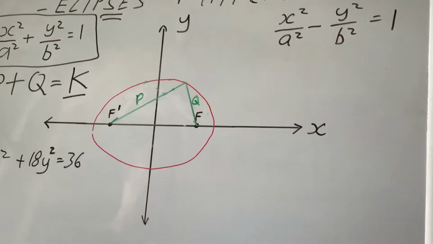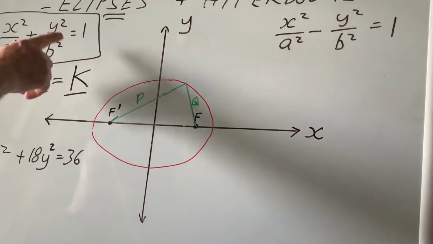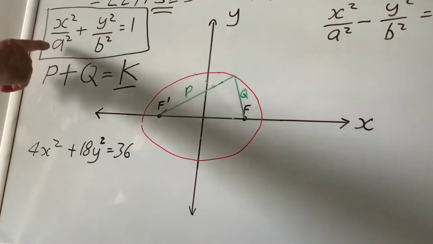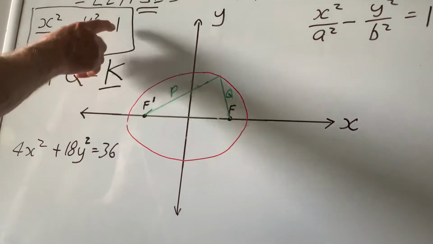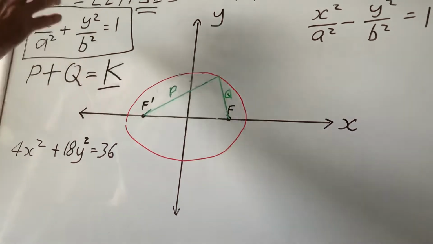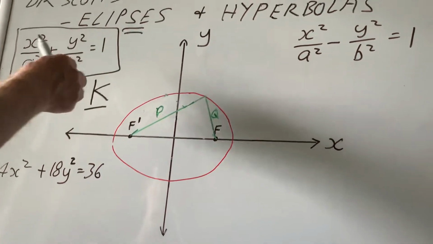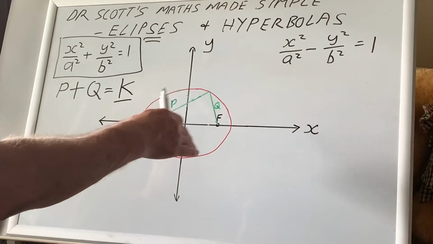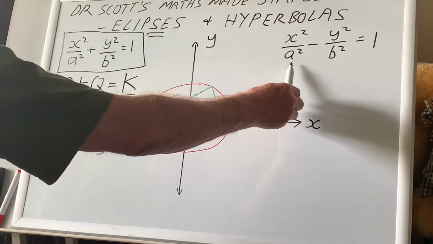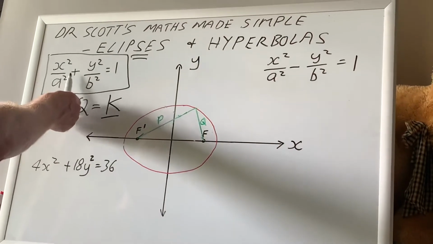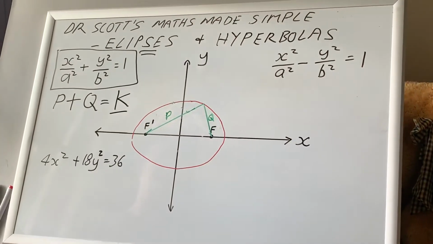If you want to think of an ellipse in very basic terms, the general equation would be x squared divided by a squared plus y squared divided by b squared equals 1. That's the general formula of an ellipse. The general formula of a hyperbola, which I'll show you in a minute and which looks quite different, is x squared over a squared minus, where the ellipse is plus, y squared on b squared equals 1.